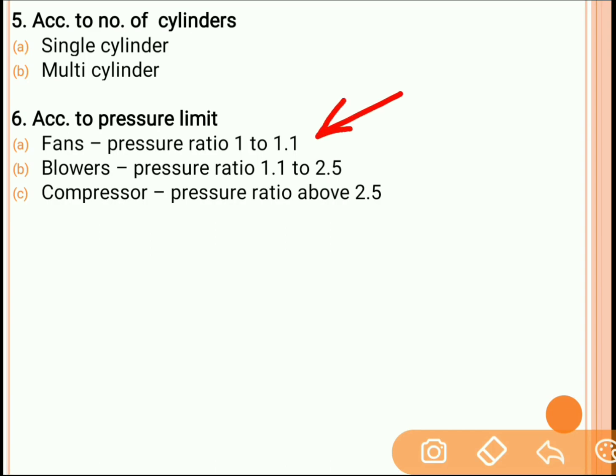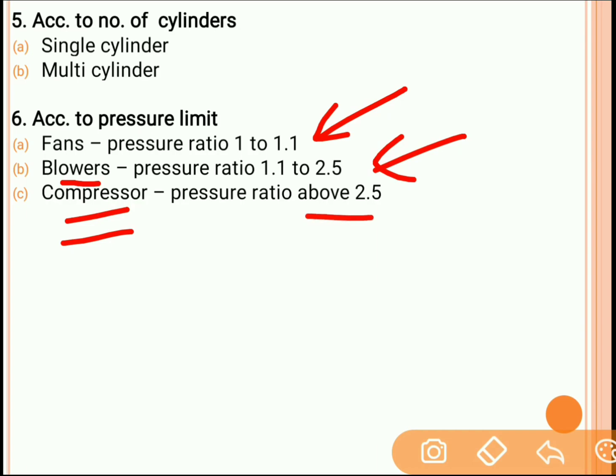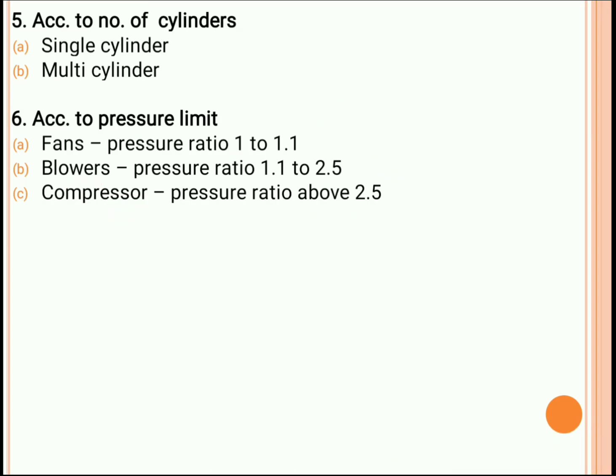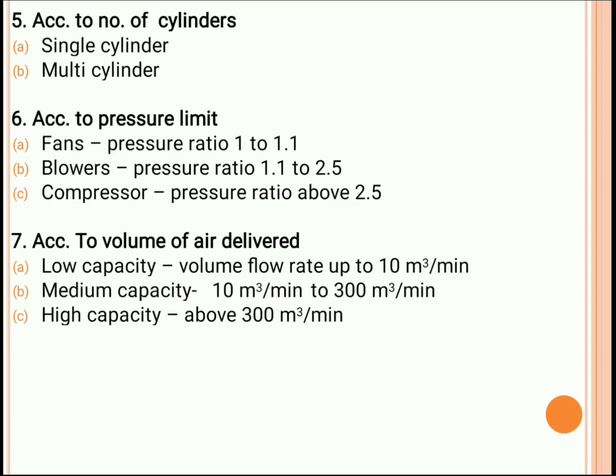First is fan. When the pressure ratio is between 1 and 1.1, those devices are considered fans. The ceiling fan which we see in our household is an example, where the pressure ratio is between 1 and 1.1. Blowers are those in which the pressure ratio is between 1.1 and 2.5. And compressors are those devices whose pressure ratio is above 2.5. So if the pressure at the exit of the compressor is above 2.5 bar, then that device is considered a compressor.